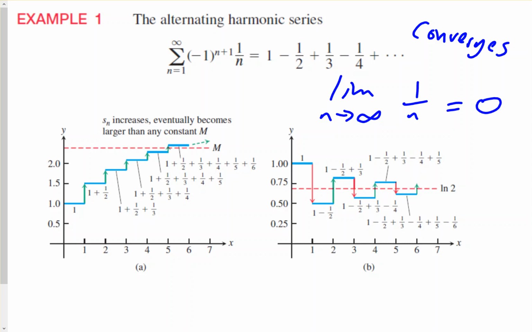This other graphic shows you if this was non-alternating, if we just had positives here, plus 1/2, plus 1/3, plus 1/4, plus 1/5, that we would not converge. This would eventually keep getting larger and larger and larger by small fractions, and this would diverge.